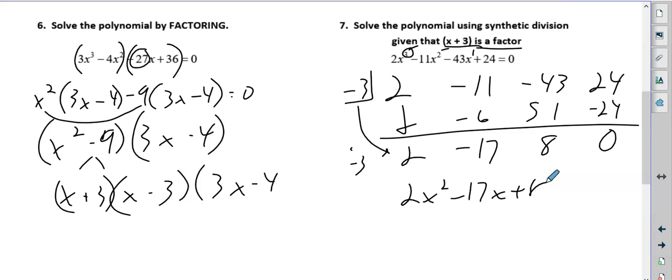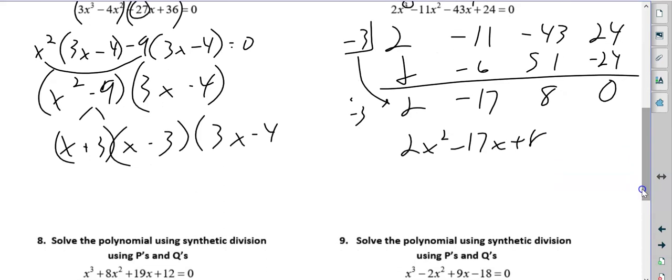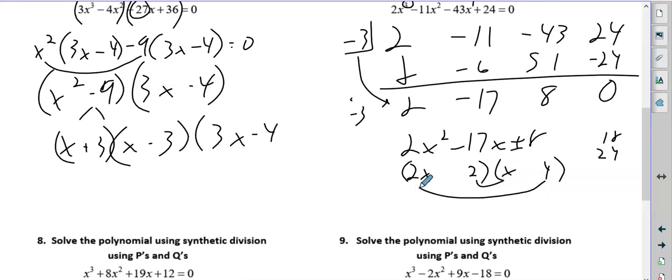Okay, so I need to factor this now. The only way to get 2x squared is 2x and x. And now I need to guess and check and find numbers like 1 and 8 and 2 and 4 that are going to give me 17 in the middle. So I'm just going to try 2 here and 4 here. That gives me 2, and they're going to add to 17. And that gives me 8. Well, that doesn't work because 8 and 2 is 10.